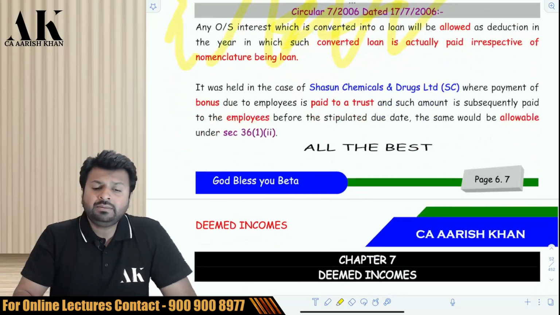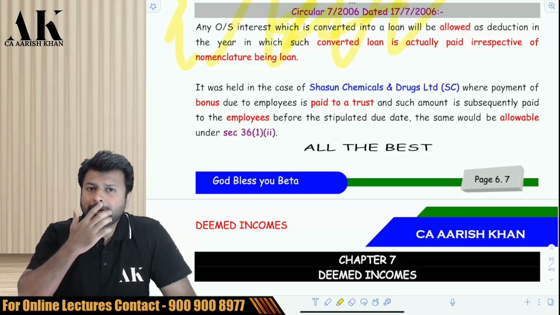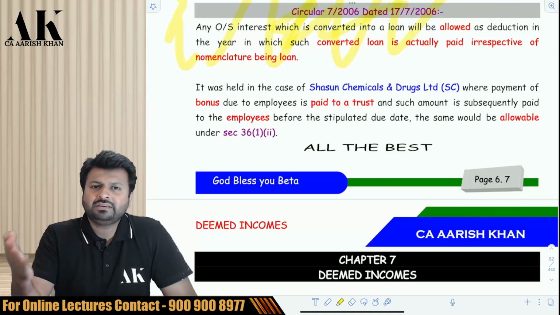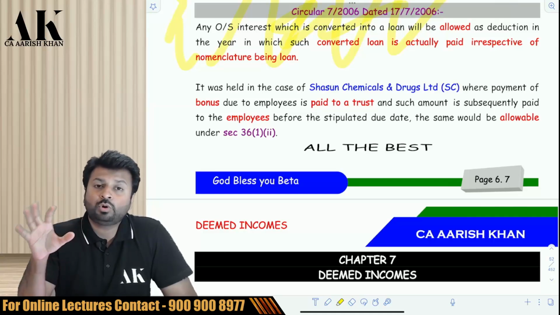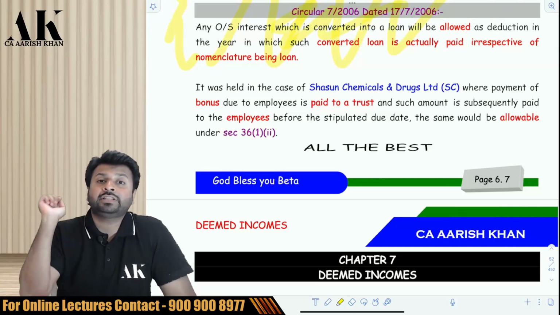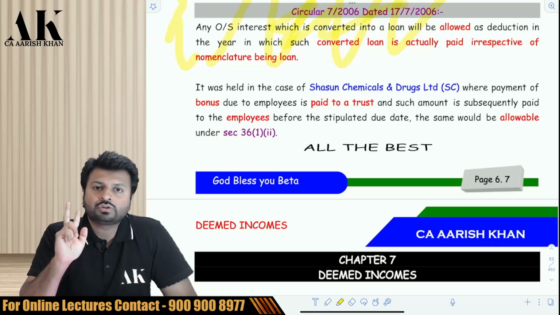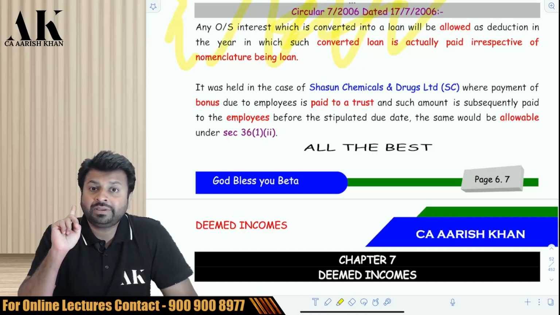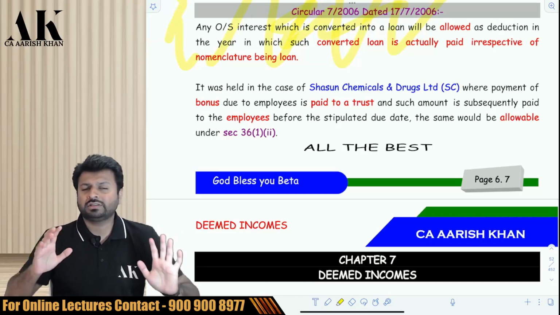Next, a very important Supreme Court judgment of Sassoon Chemicals and Drugs Limited, the latest one, which came a few years back. Let me tell you the facts. There is an assessee, Sassoon Chemical, which is making payment to the employees as bonus. Now we all know that bonus and commission will be allowed as deduction under section 36(1)(ii), but subject to 43B. It cannot be directly allowed. So it has to be allowed subject to 43B. You have to make actual payment. Now what is the company doing?